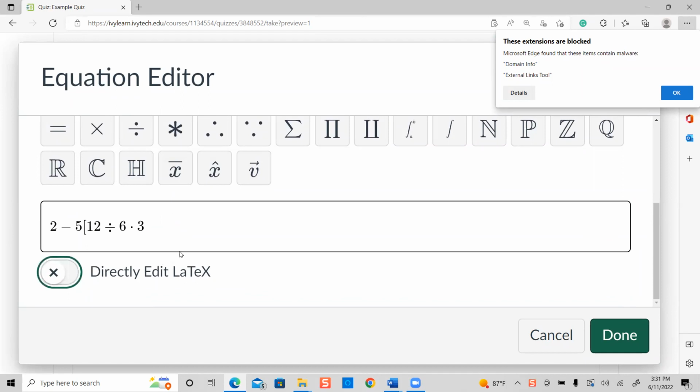So what I'm going to do is I'm going to click that off. If it goes crazy like that on you and you don't like it, then make sure that directly edited LaTeX is off. Okay, so let's go ahead and do the order of operations.